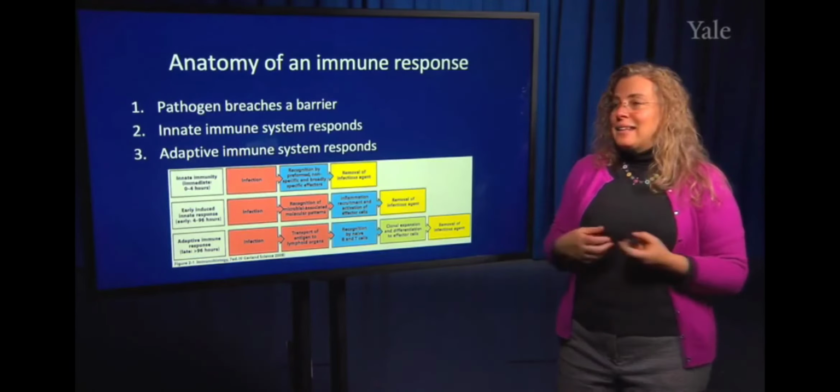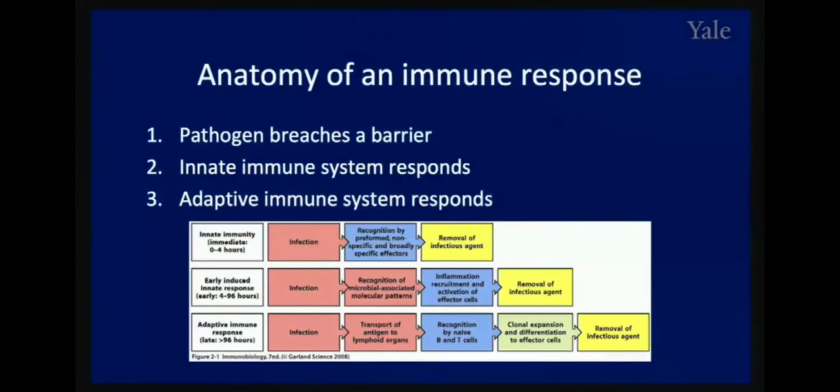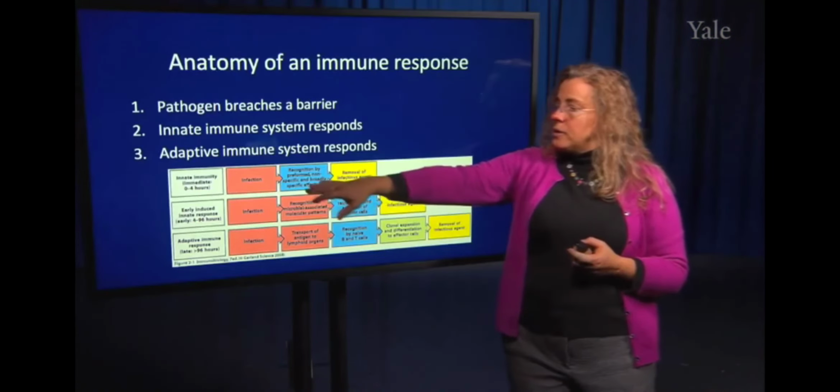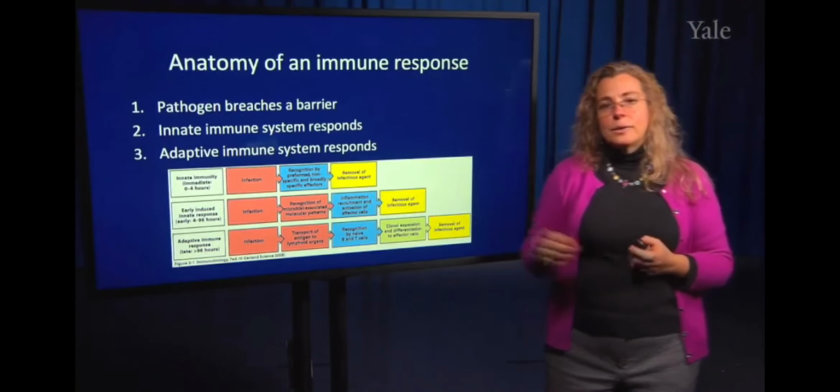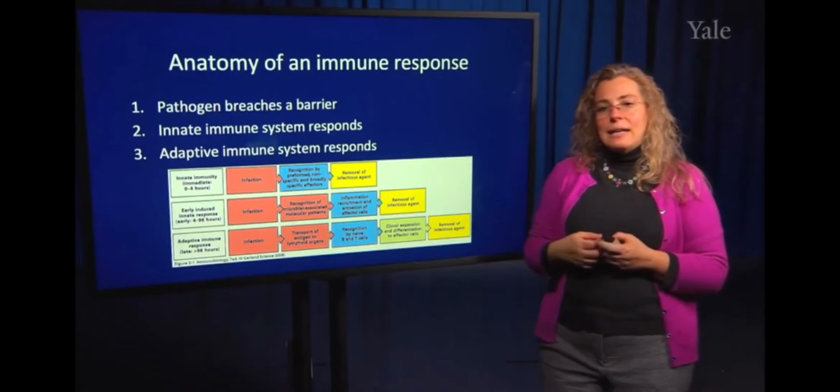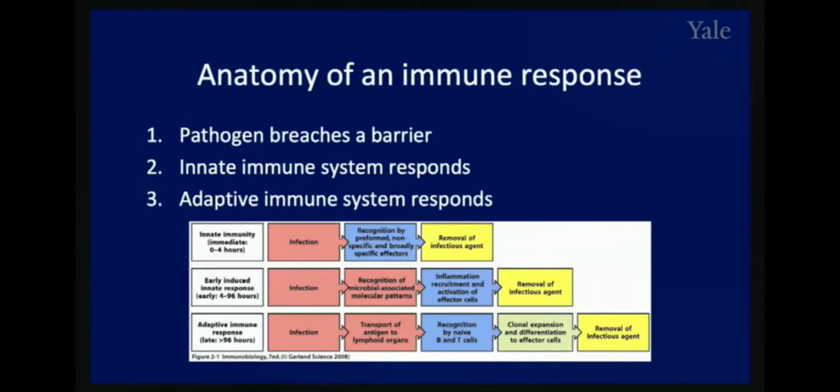So broadly, the anatomy of an immune response. First, a pathogen has to breach whatever that physical barrier is. Then the innate immune system responds, and eventually the adaptive immune system may respond. But sometimes the adaptive immune system is never needed. So if the innate immune system can deal with it quickly, and that can literally be within hours, you never get an adaptive immune response. Sometimes it requires recruitment of more innate cells to deal with the problem, and that can take a few days, but still there's no adaptive immune response yet.